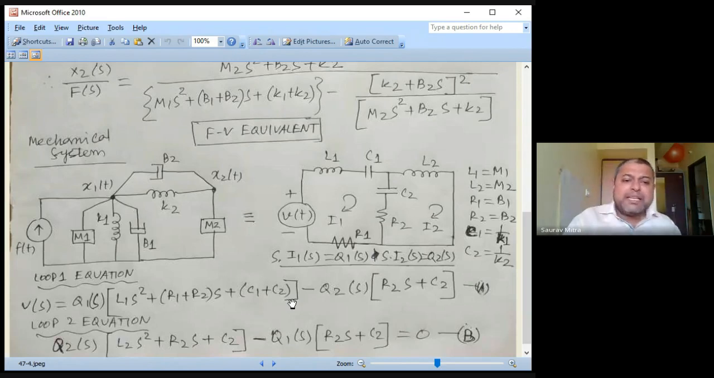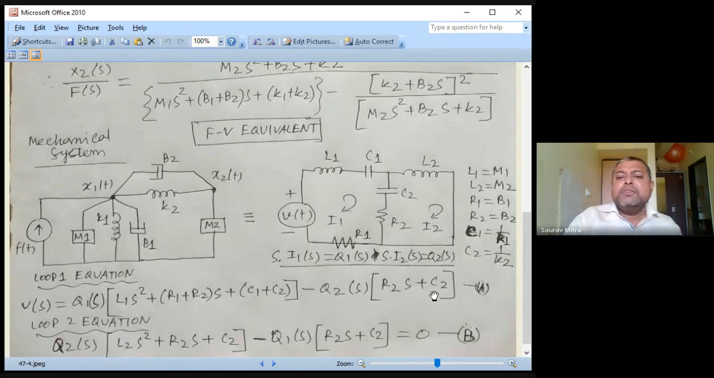So don't write that. Directly substitute from the previous equation. So F becomes V, whatever was x1 becomes q1, m1 becomes l1 square, and this was b1 plus b2 that becomes r1 plus r2, and this was k1 plus k2 that becomes c1 plus c2, and this was x2s, so that becomes q2s, and this was actually b2s plus k2, so that becomes r2s plus c2.